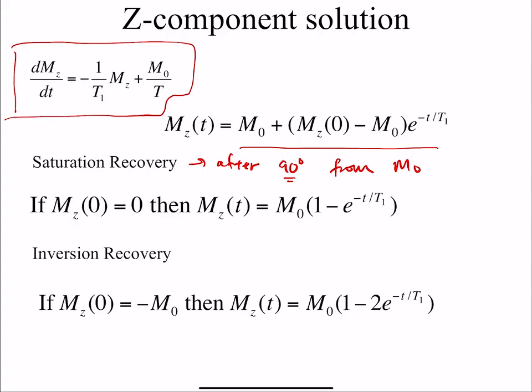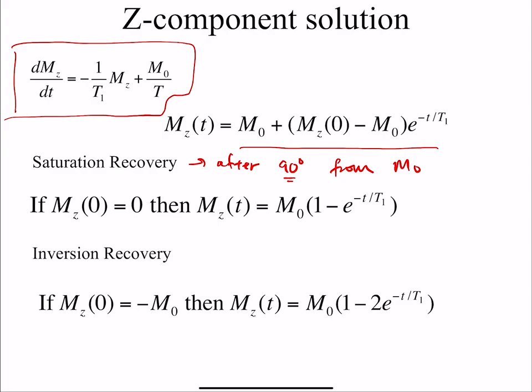There was a question one of the TAs relayed to me: what's the difference between m sub 0 and m sub z of 0? M naught is just the equilibrium magnetization. That's how much magnetization you get from that big magnet. That's the maximum amount of magnetization you ever have to deal with.